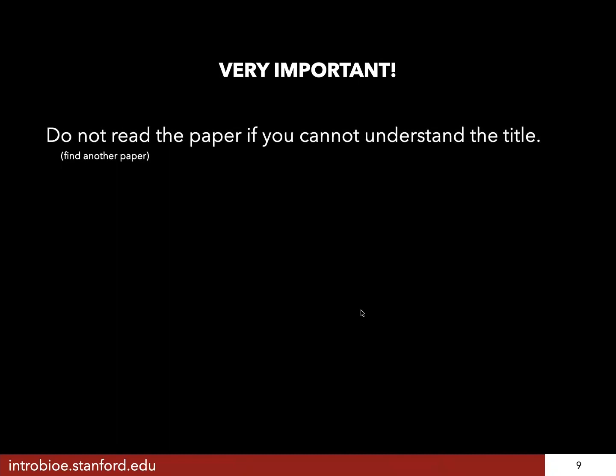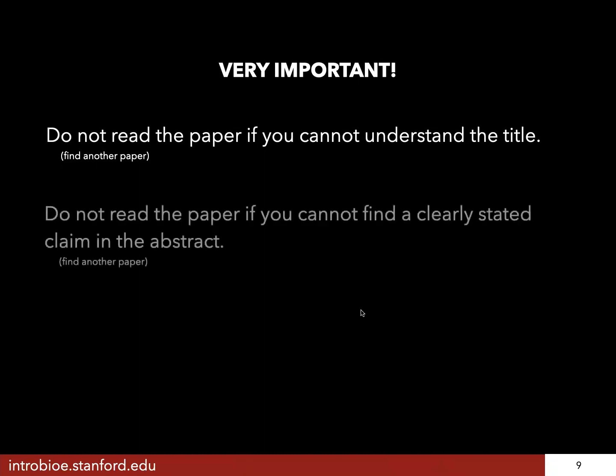If we can't understand the title, we should decide to not spend any more time with the paper. Do not read this paper if you cannot understand the title. You'll be wasting your time. Go find another paper. There's plenty of papers. In this case, great title. We figured it out. Okay to proceed. Next, do not read the paper if you cannot find a clearly stated claim in the abstract. Find another paper. The paper will waste your time if there's no claim. There's plenty of other papers.